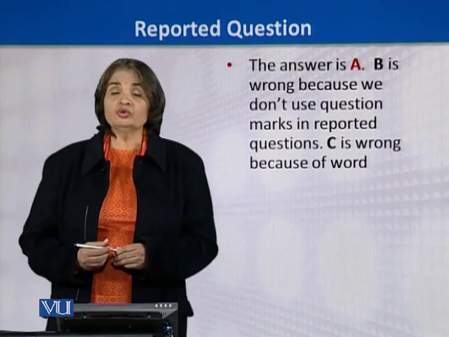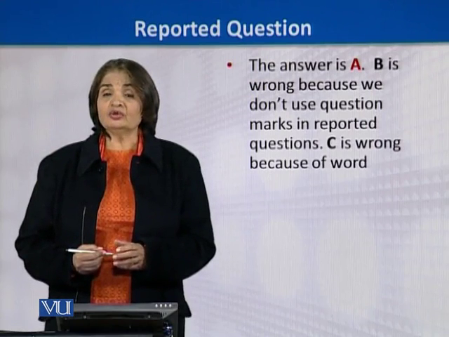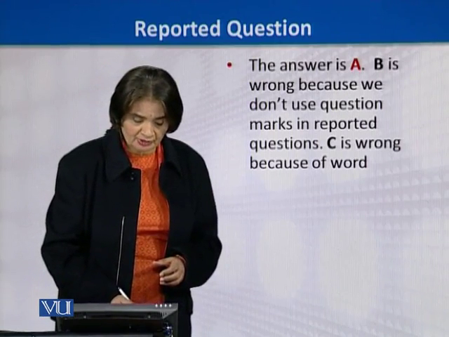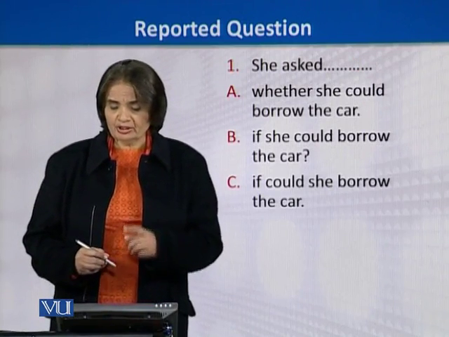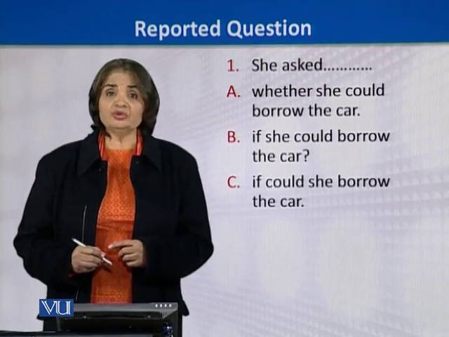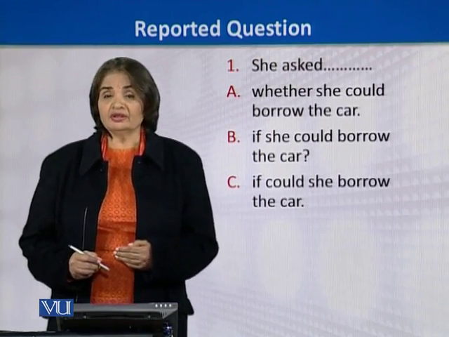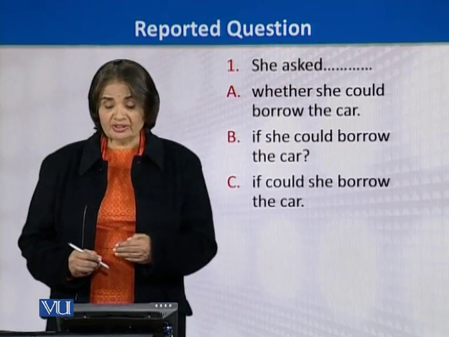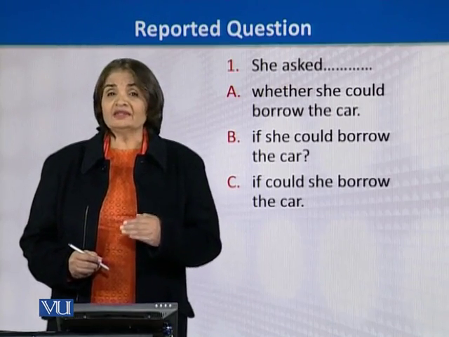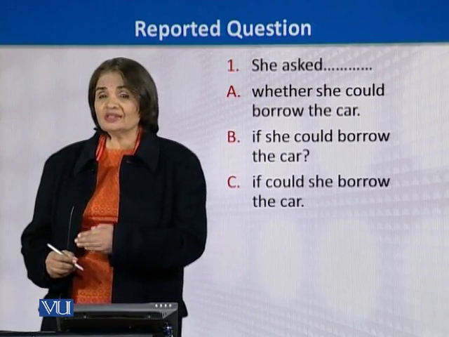So when we have to report a question, we do not need the question mark there and we do not need to say it like a question. So that means that the answer that is correct is A, because if we are using B, it has a question mark. And we don't want to have a question mark because this question has been asked earlier by someone and we are just reporting it and we are saying she asked whether she could borrow the car. So we are not going to say the question in the reported form. The reported question will change into a statement by us.